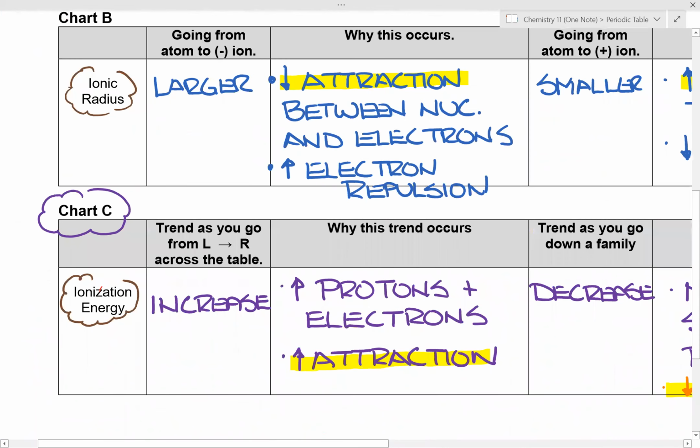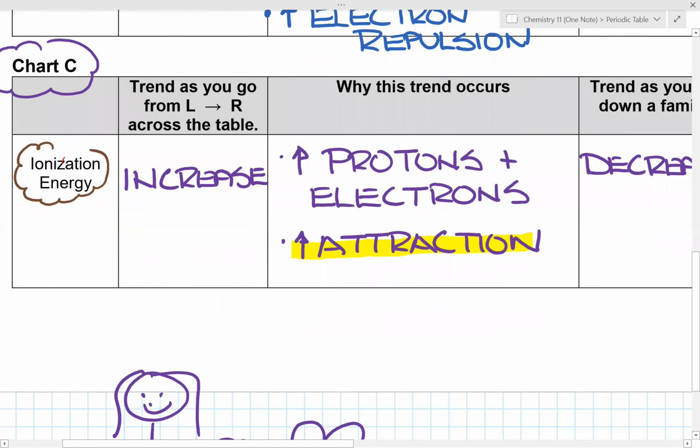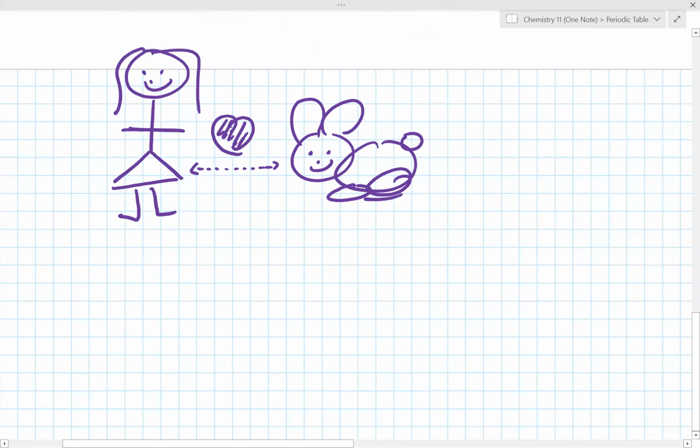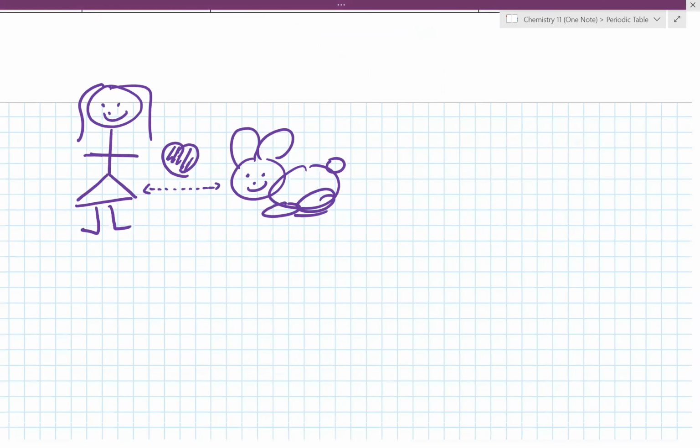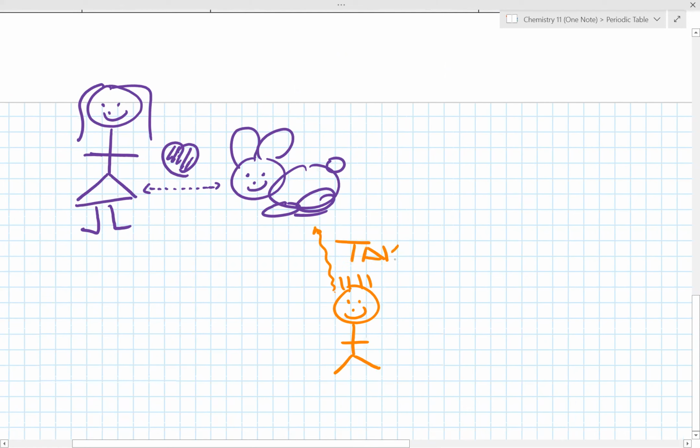Now, notice as you go from left to right, the ionization energy increases. Okay, now what would ionization energy be? Let's say you have another person. They want to take the bunny away.